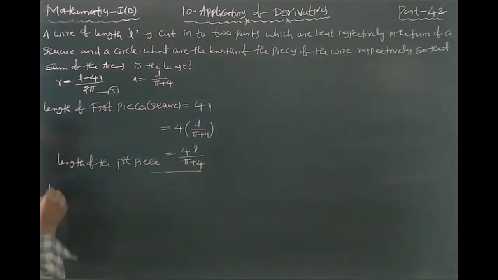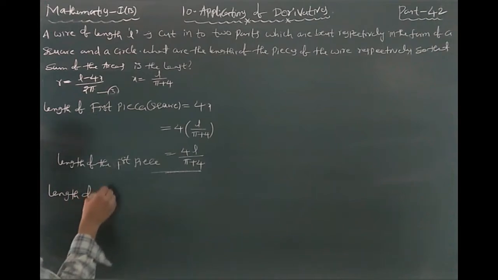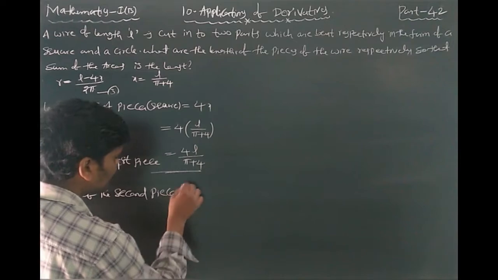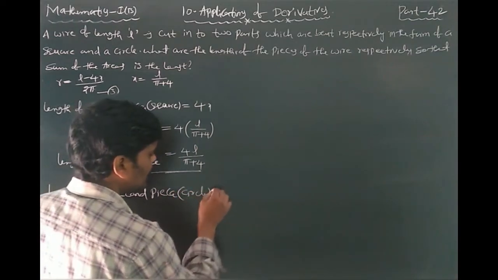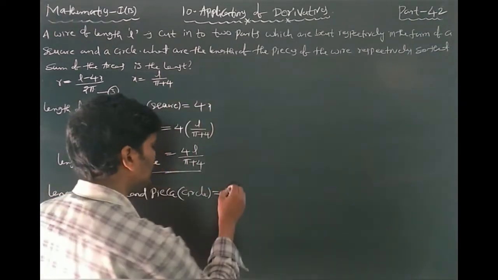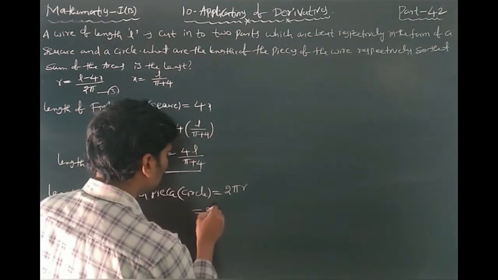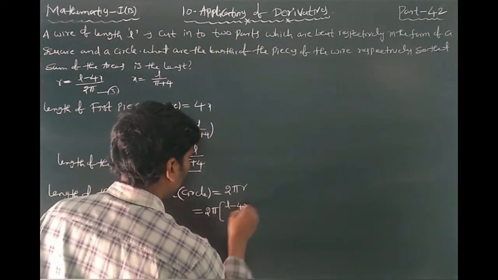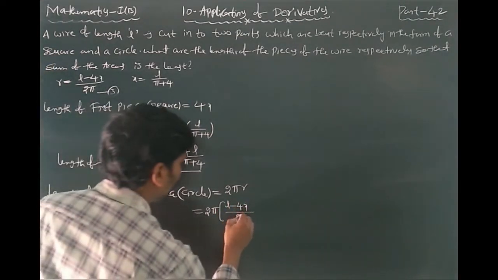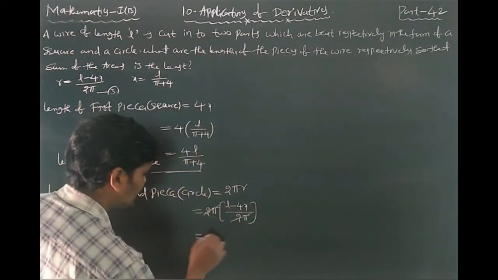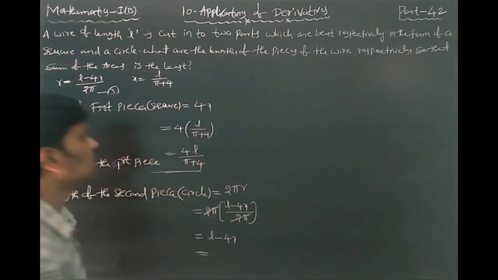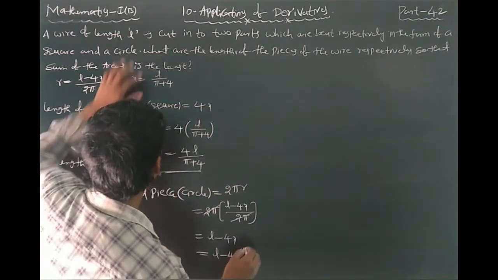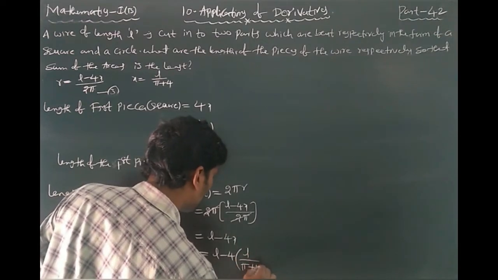This is completed. Next, length of the second piece. What is the meaning of the second piece? Second piece is nothing but the circle. What is the length of the circle? Nothing but the perimeter. What is the perimeter? 2πr. That is equal to 2π times r. The r value is (L minus 4x)/2π. Here 2π gets cancelled, L minus 4x. What is the value of x? The x value is L/(5+4), so L minus 4 into the x value.